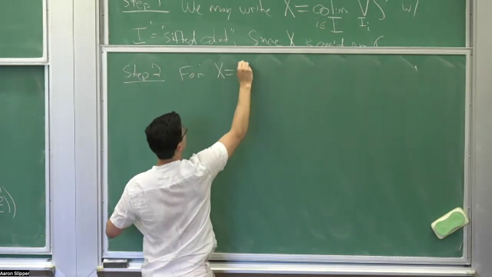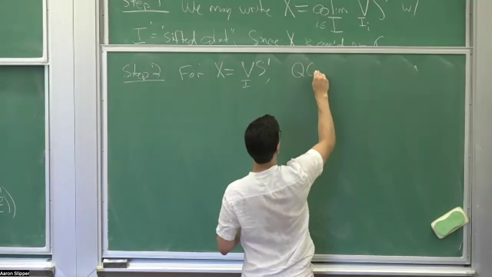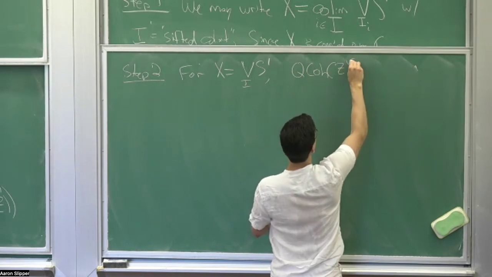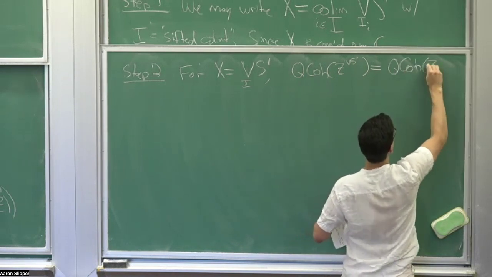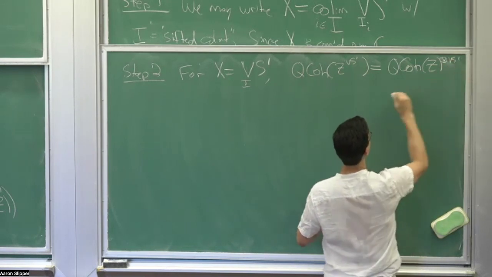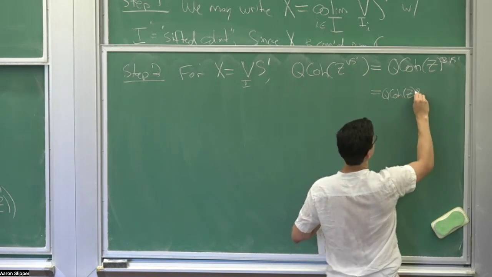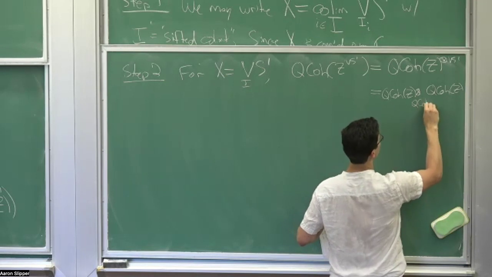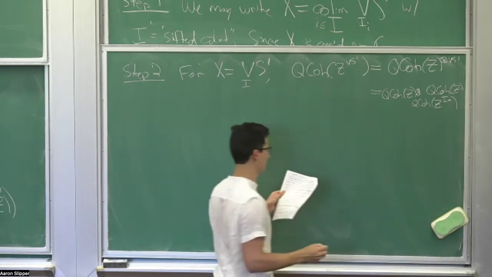For a wedge product of circles, you have that quasi-coherent sheaves commute with pushouts. So QCoh of Z tensor wedge S1, you can also rewrite as QCoh of Z tensor QCoh of Z, and the tensor product is over QCoh of Z to the I plus, which I'll explain shortly.